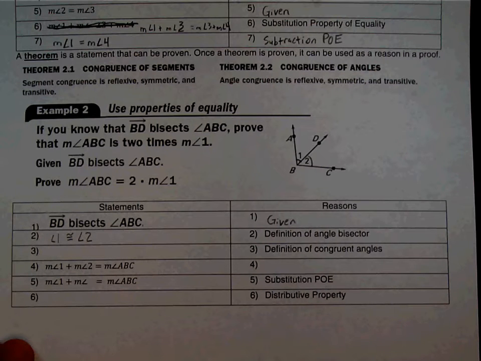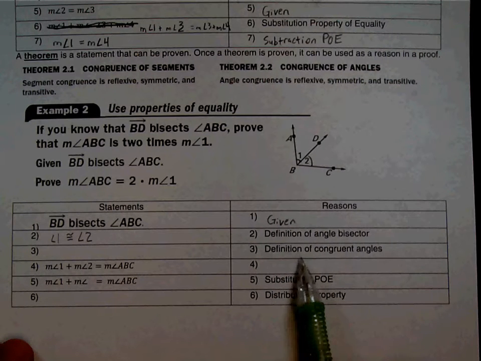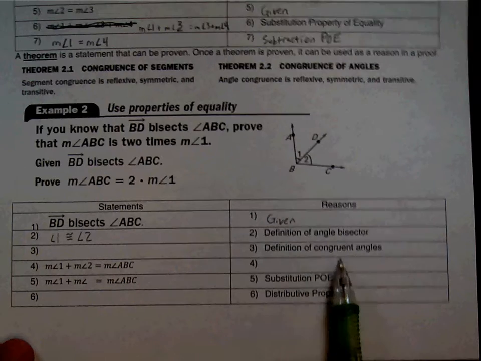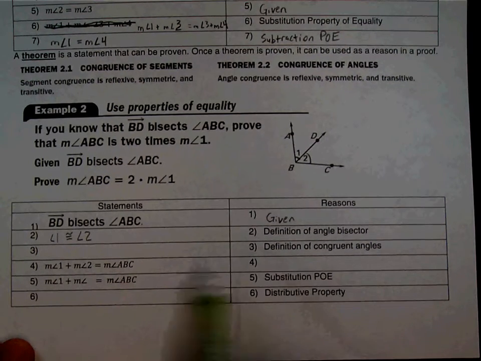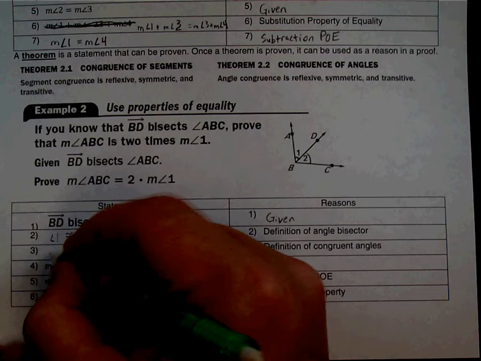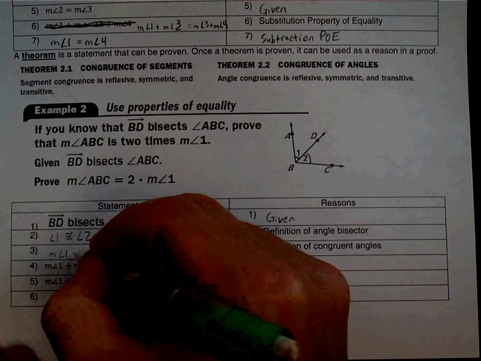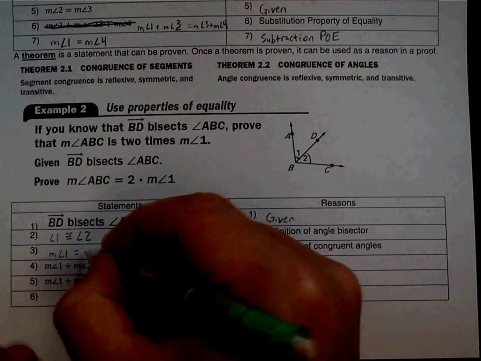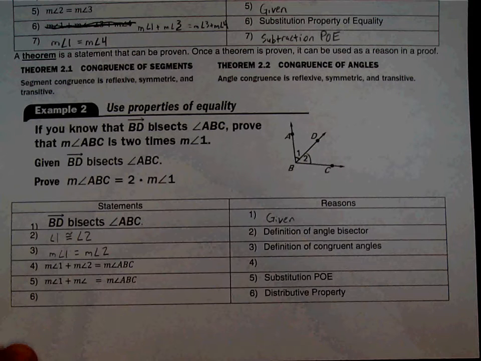And then, step 3, they want us to apply the definition of congruent angles. What does it mean for angles to be congruent? In step 2, we just said 1 and 2 are congruent. What does that mean? Well, congruence means that their measures are equal. So now I'm going to put an M in front of both angle signs and switch it to an equal sign instead of a congruent sign. So it looks very similar to step 2, but now it's an equal sign with measures.